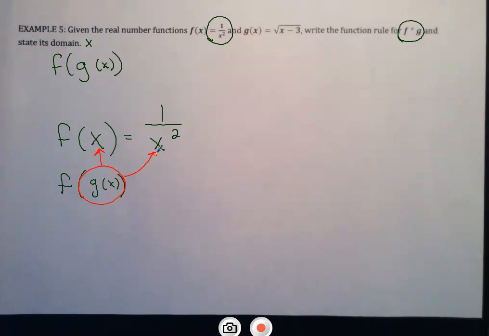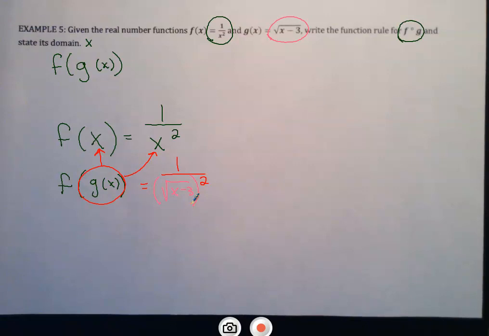Okay, so then since I'm saying the g of x has to be inserted in the place of your x value, the 1 and the squared get to stay. But I got to put the g of x value in where the x is. So this is going to be the quantity of the square root of x minus 3, squared. You can keep going forever. Well, if we had an h, we could have f of g of h of x and put another one.